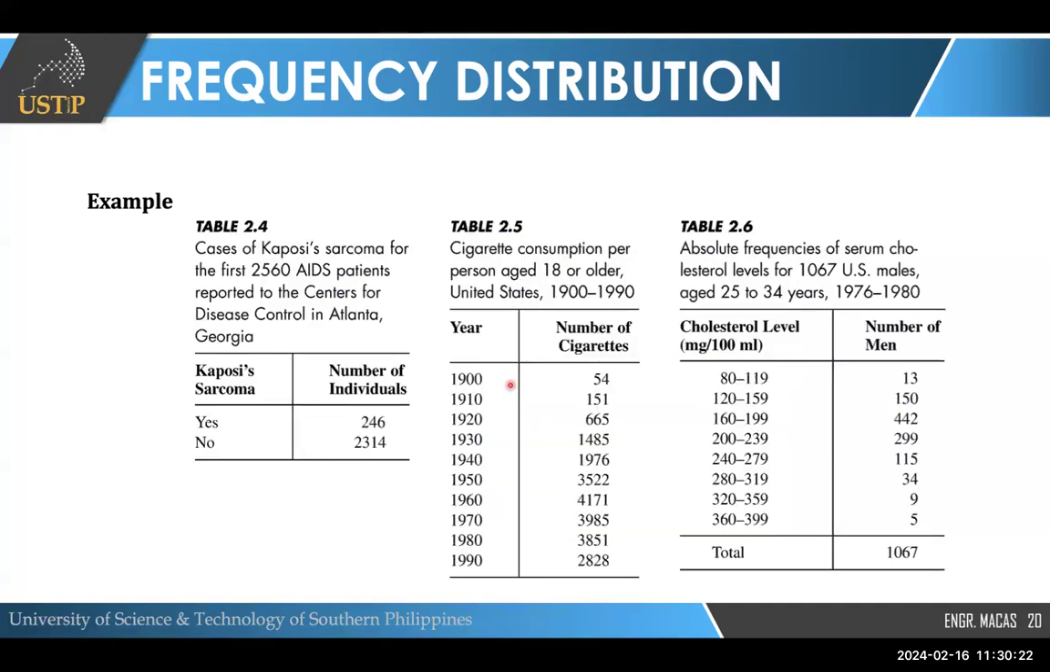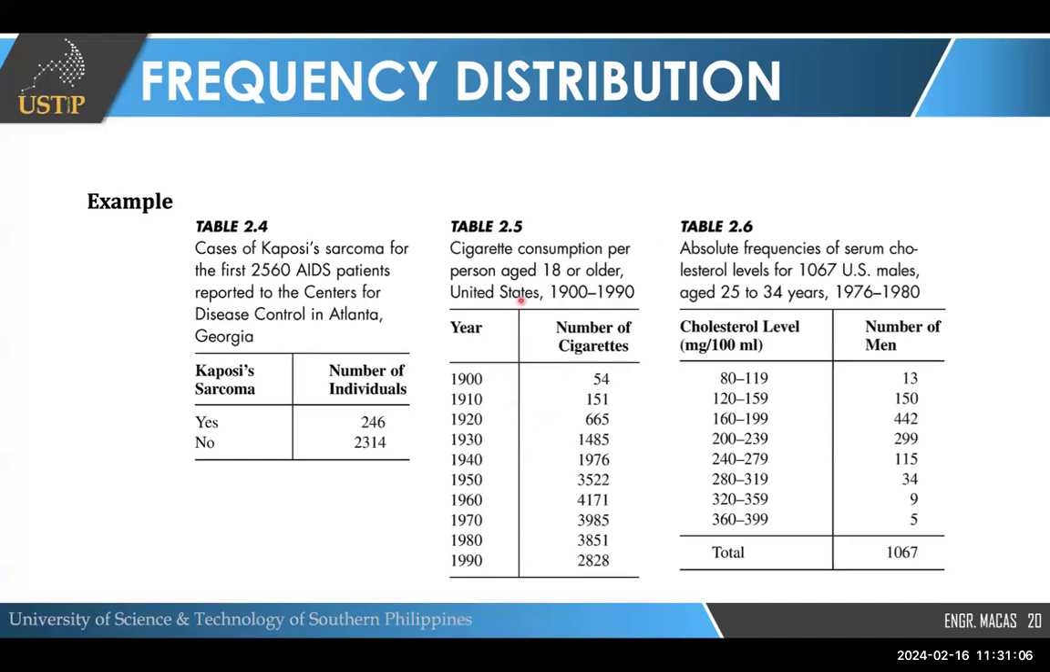Okay, another one, I have three tables here. It's from the biostatistics book, which, as I've mentioned before in the last meeting, is from my master's, so it has more examples tailored to the medical field. So for example, table 2.4 is the frequency table for the cases of Kaposi sarcoma for the first 2,560 AIDS patients reported to the Centers for Disease Control in Atlanta, Georgia. The category here, class, is yes or no, meaning with sarcoma or without sarcoma. And then the number of individuals counted. Again, the total must be 2,560.